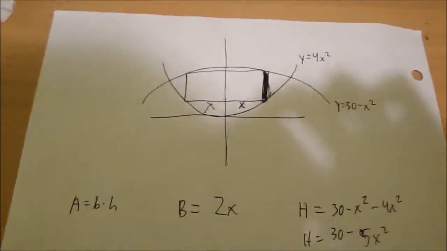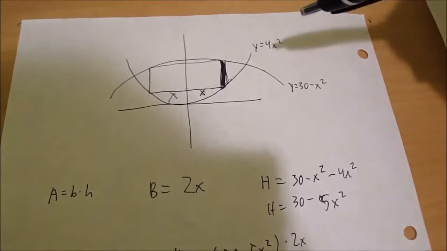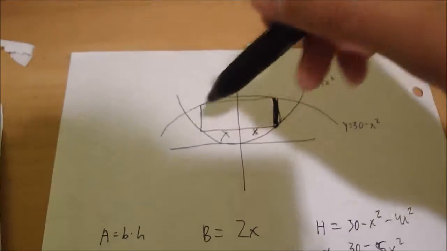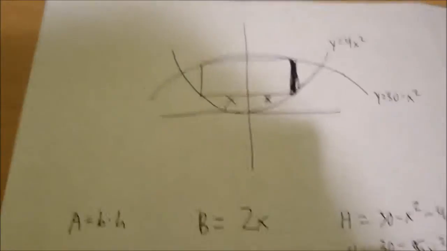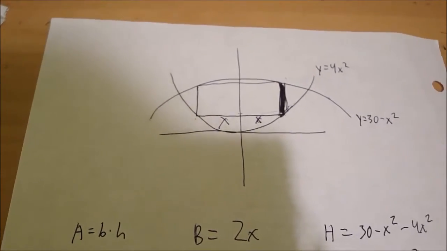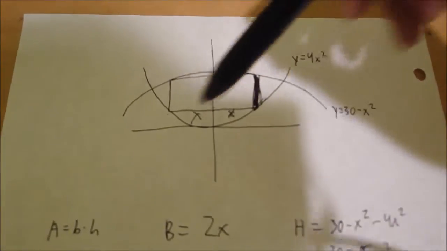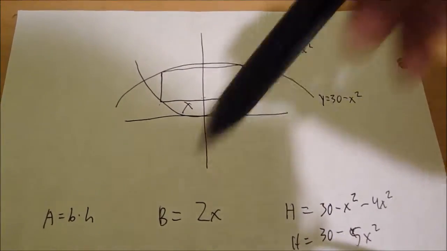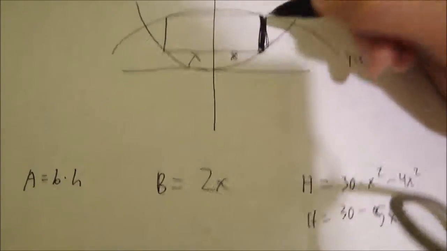Alright, here's the graph that's given in the book. Y equals 4x squared is on the bottom, y equals 30 minus x squared is on top, and this is a rectangle that we're trying to find the max area for. Alright, so first we have to write the equation down for a rectangle, which is area equals base times height. And the height's going to equal the top parabola minus the bottom parabola, so it's going to be 30 minus x squared minus 4x squared, and that's going to be like right here.